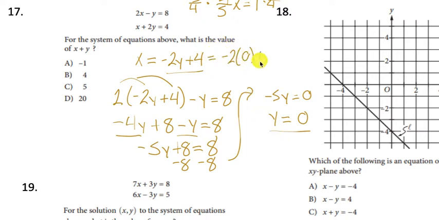Negative 2 times 0 plus 4 is going to be 4. So we have that x equals 4, y equals 0, and they want to know what's x plus y. 4 plus 0 is going to be 4. And that'll be answer choice B.